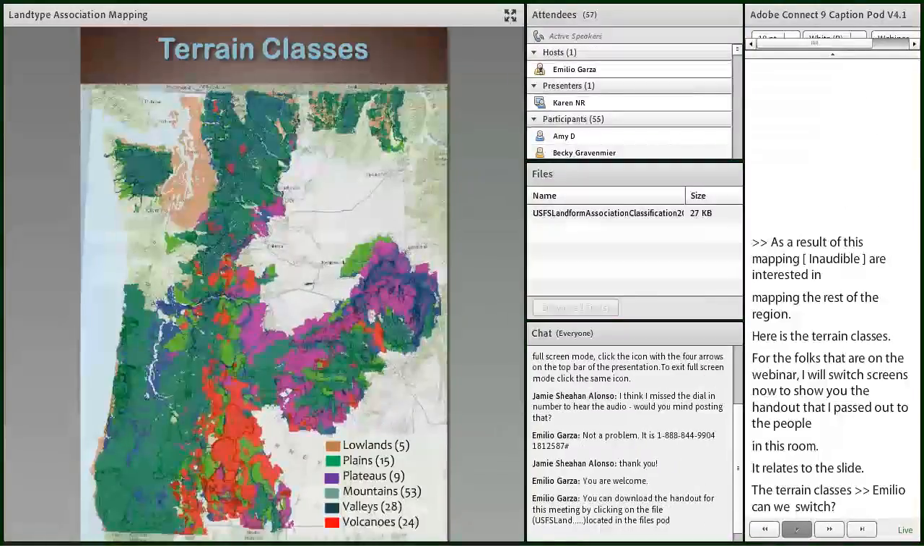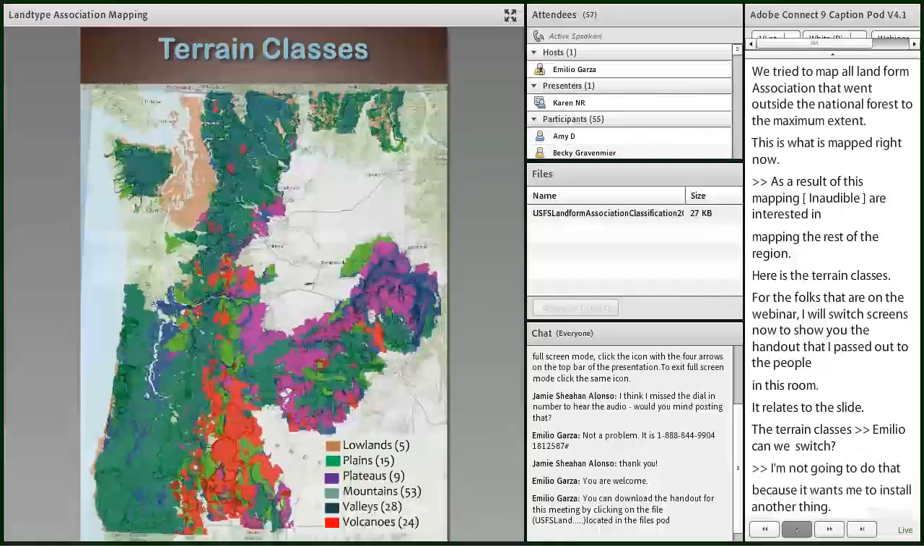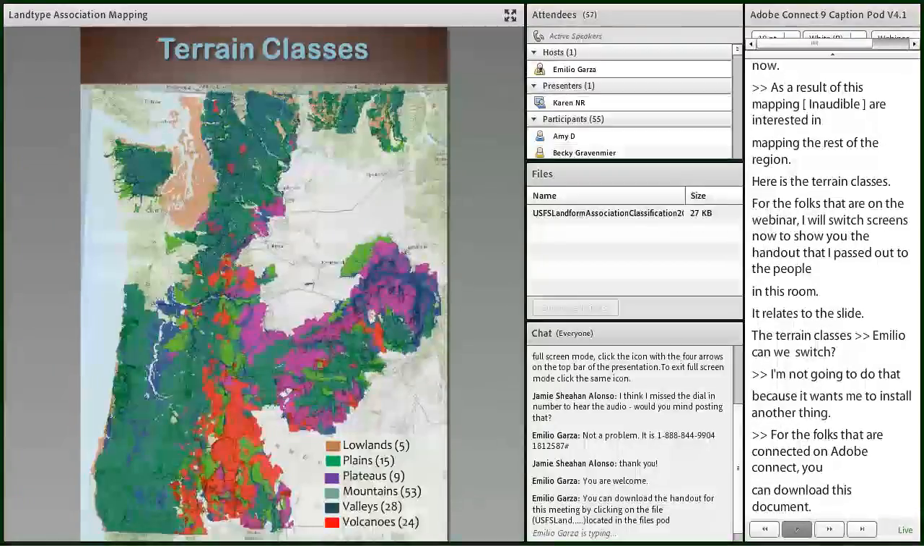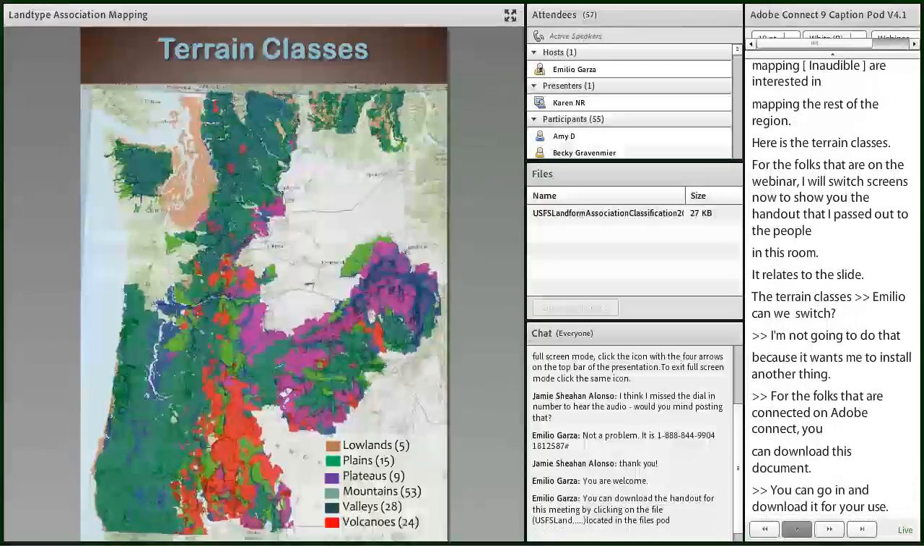For the folks that are connected to Adobe Connect, you can actually download this document. You can go in and download it for your own use. But basically, it's the classification structure, so you can see how we were approaching this.